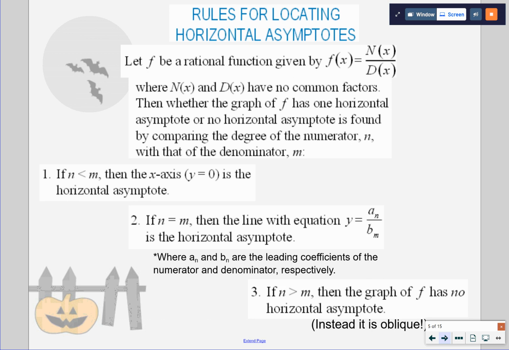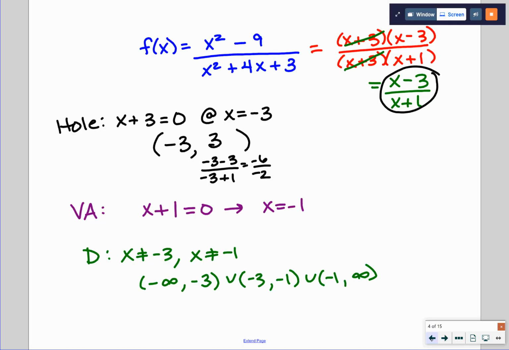Yeah? The simplified version of the denominator, set it equal to 0. You have to reduce it first. Yes. Because if I just set that original denominator equal to 0, I wouldn't see that it was a hole, not an asymptote. Got to reduce it. Okay.